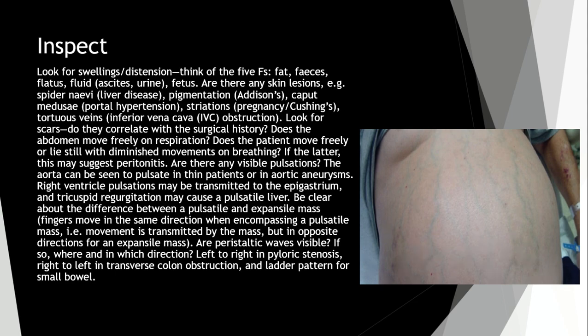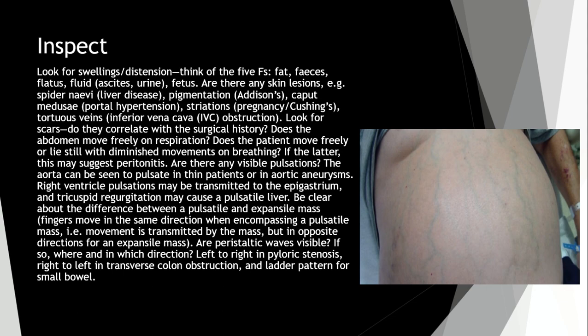The aorta can be seen to pulsate in thin patients and in aortic aneurysms. Right ventricular pulsation may be transmitted to the epigastrium, and tricuspid regurgitation may cause a pulsatile liver. Be clear about the difference between a pulsatile and an expansile mass. Fingers move in the same direction when encompassing a pulsatile mass. If movement is transmitted by the mass, but in opposite directions, it is an expansile mass.